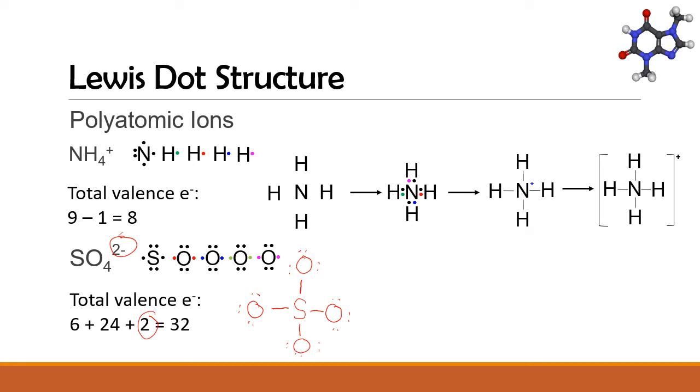Now, this structure looks correct because all the atoms fulfill the octet requirement. However, the actual structure for the sulfate ion that is observed in laboratory experiments is different. The actual structure has the sulfur atom double bonded to 2 of the oxygen atoms, like so.